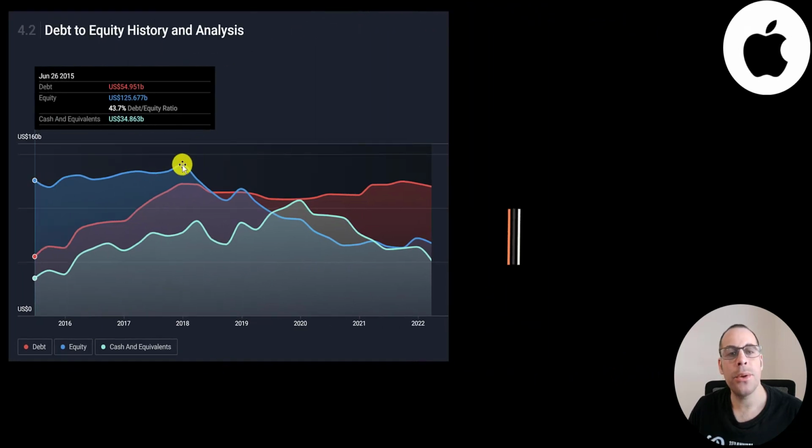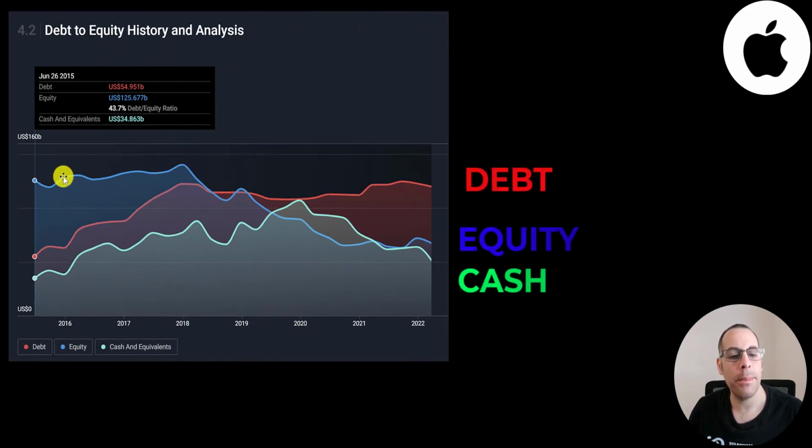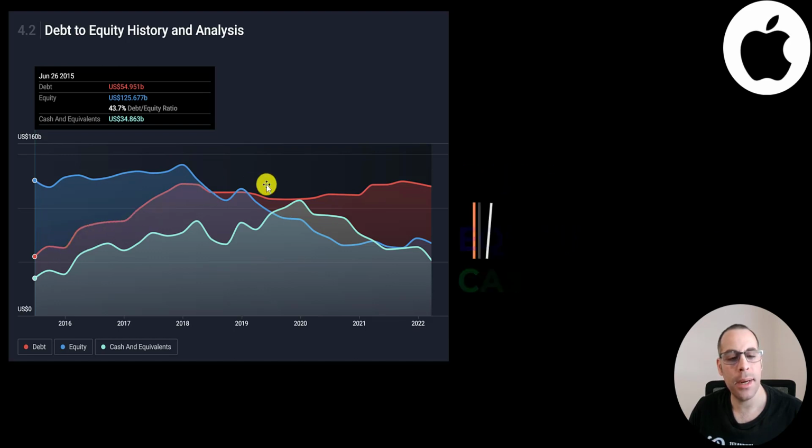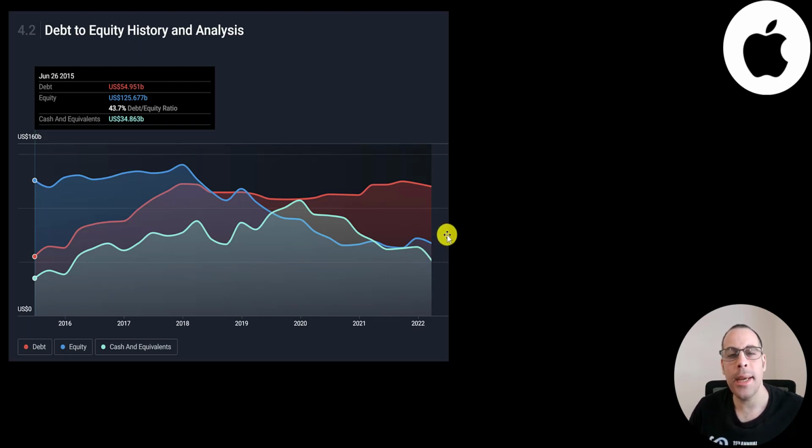From 2015 to 2018, they had a higher equity balance than debt balance. But it looks like they added a bunch of debt those few years. Now their debt is higher than their equity. But they do keep a lot of cash on their balance sheet, and they could easily afford the interest payments on their debt. Debt is a great way to grow and scale because it's a cheap way to finance your company. As long as you have enough cash flow coming in to service the debt, it's fine.